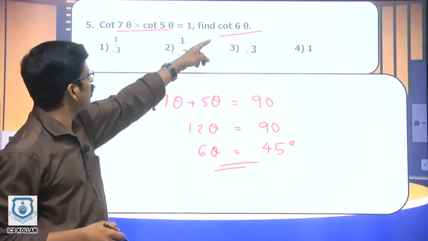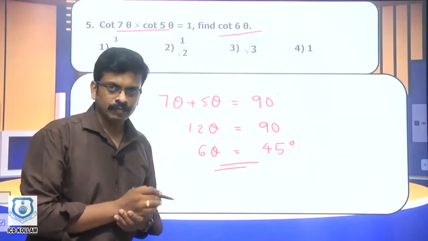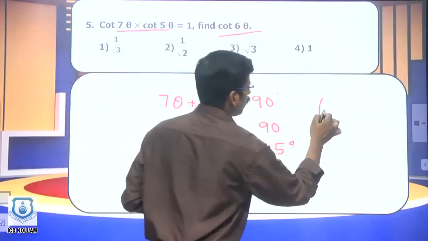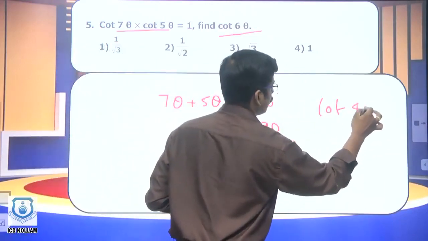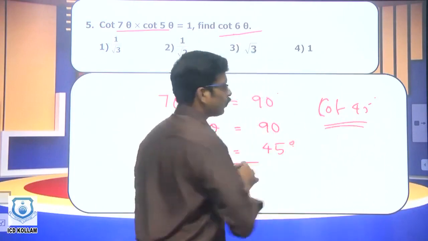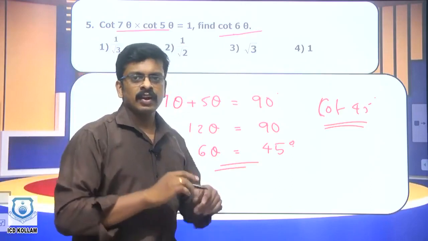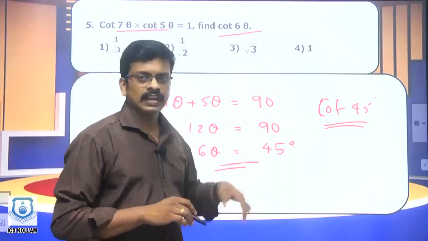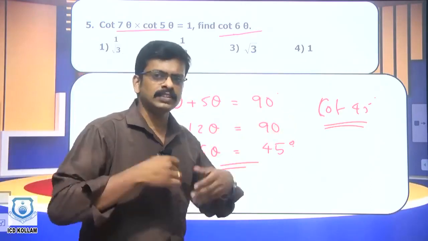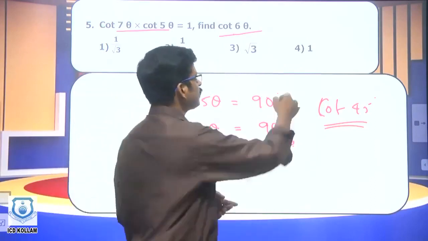So you need to calculate cot 6 theta. That means you need to calculate cot 45 degree. You know cot 45 is exactly the same as tan 45. Tan 45 is 1, then cot 45 is again the reciprocal of that, which is equal to 1 itself. So the answer is the fourth option.